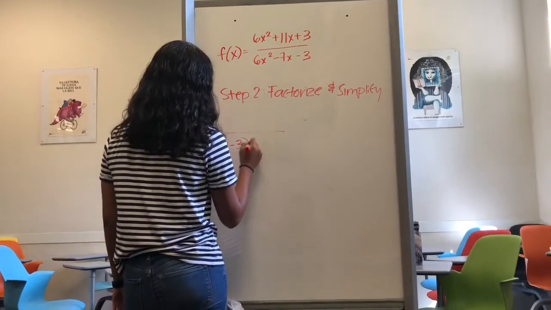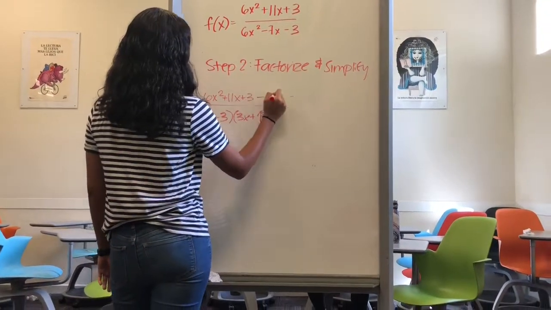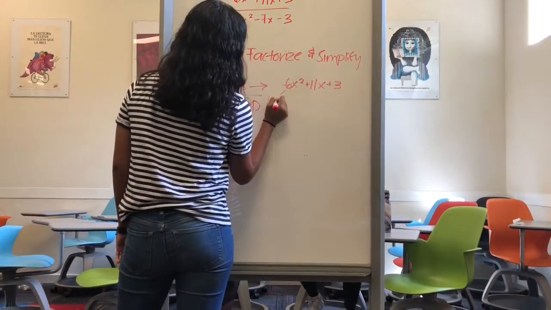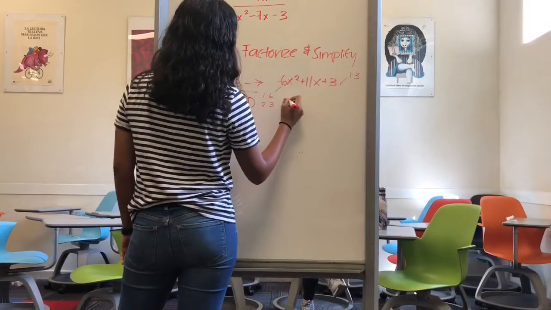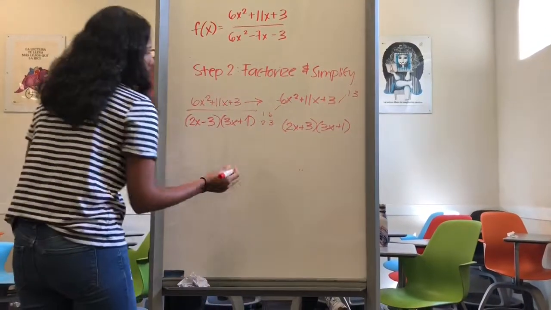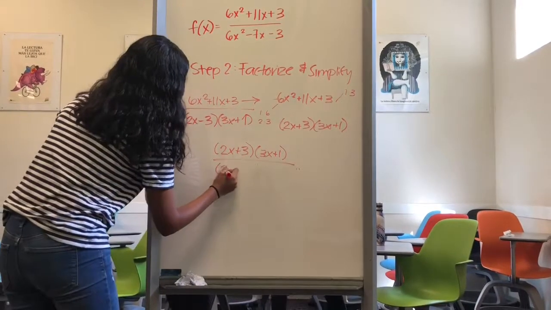The second step would be factorizing and simplifying. We will have to check if there is anything we can cross out and later use to find the hole coordinates. 6x squared plus 11x plus 3 will be factorized into (2x plus 3) times (3x plus 1), making it possible to simplify from the numerator and the denominator.